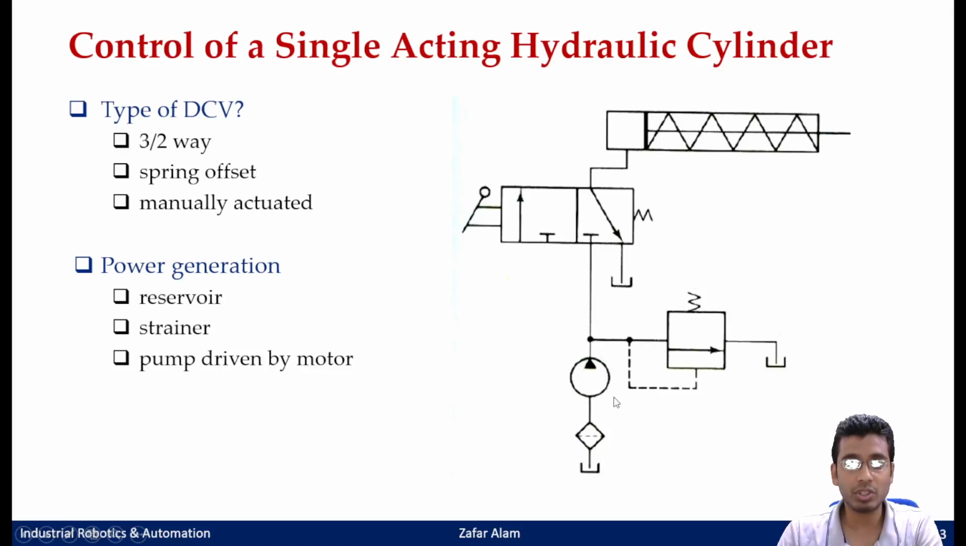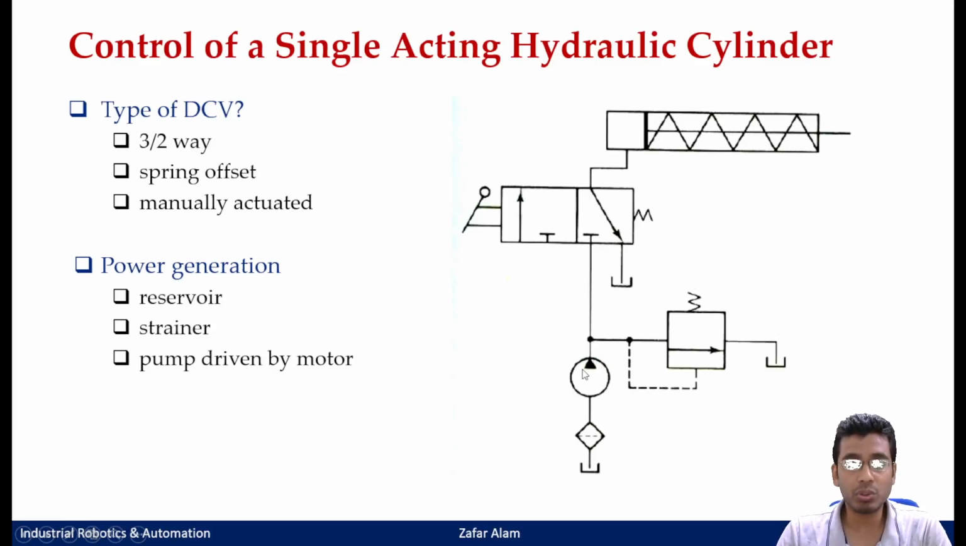This is your pump, and this triangle at the end of the pump shows your pressurized line from here onwards. That means from here onwards all these lines will be pressurized. That is the output of the pump.